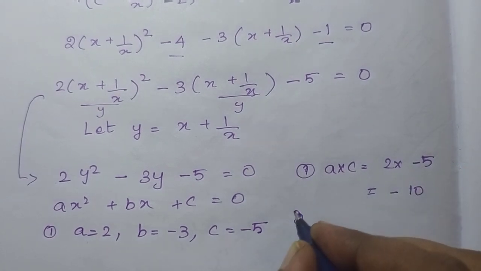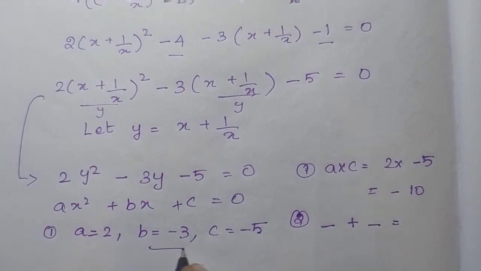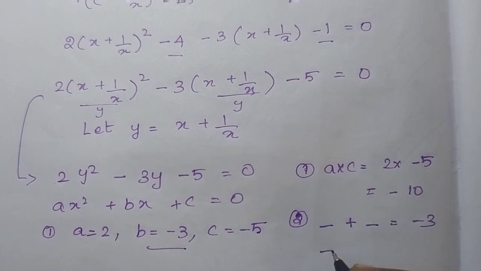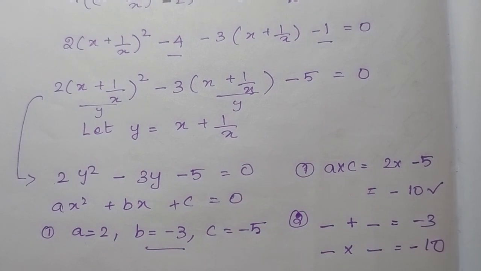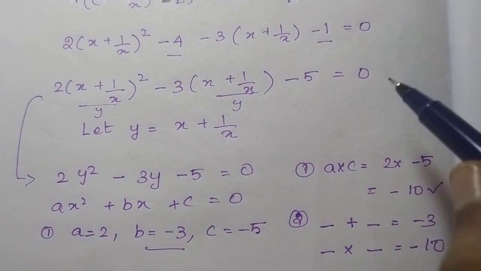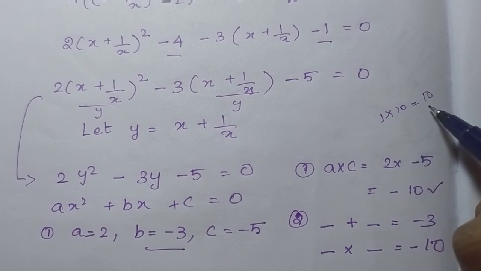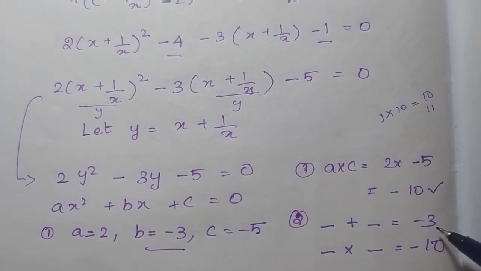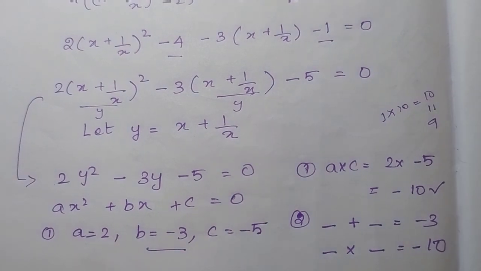What is the second step? I am going to take any two values. If I add the two values, I will get this b value. If I multiply the two values, I will get this value, minus 10. So see here, 2 into minus 5 is minus 10. Another format is 1 into 10 is equal to 10. If I add these two, I will get 11. But here, what is the answer I have? Minus 3. Here it is possible if I add 11, if I minus 9.